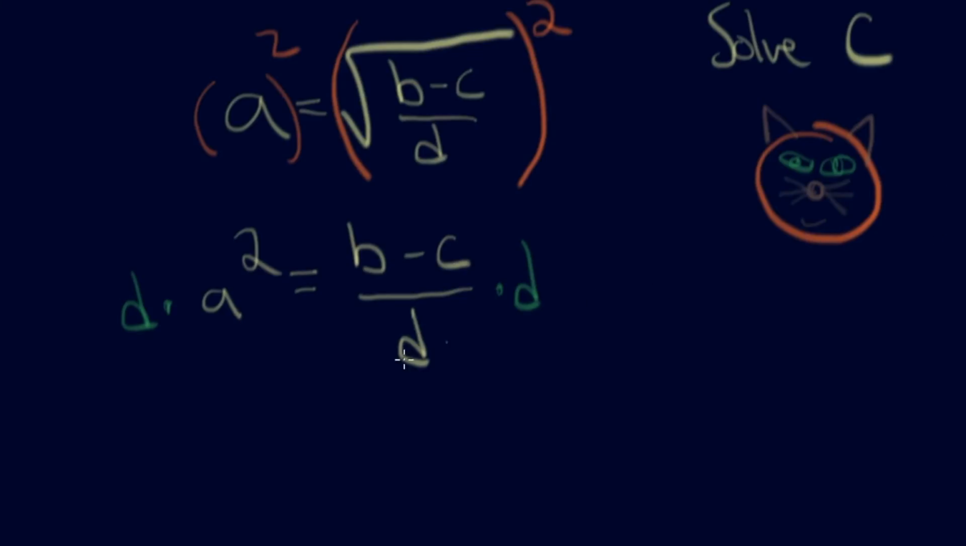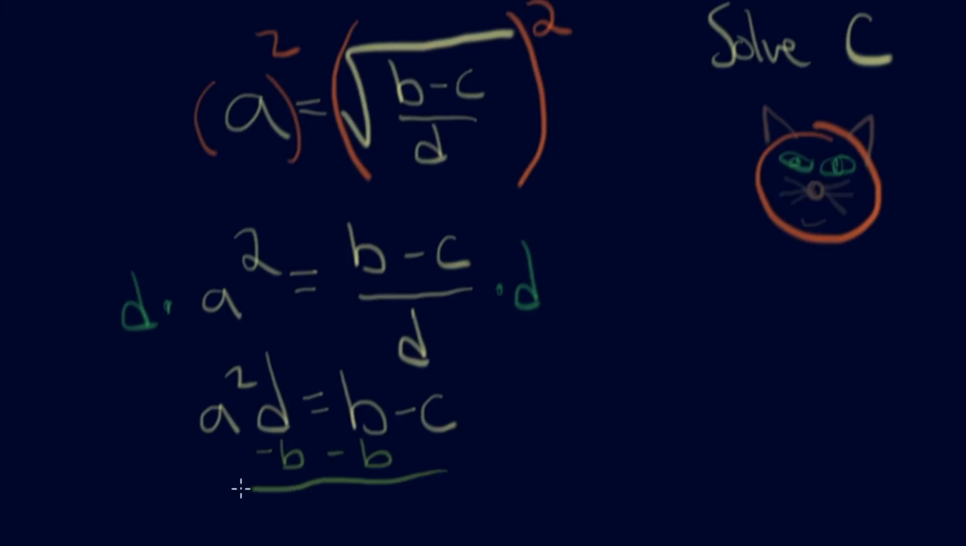And that is going to leave me with a squared d, that sounds weird, I understand that, is equal to a b minus c now. B minus c. We're almost there. We're going to solve for c. So I'm going to go and subtract b from both sides. I'm going to squeeze that in there.